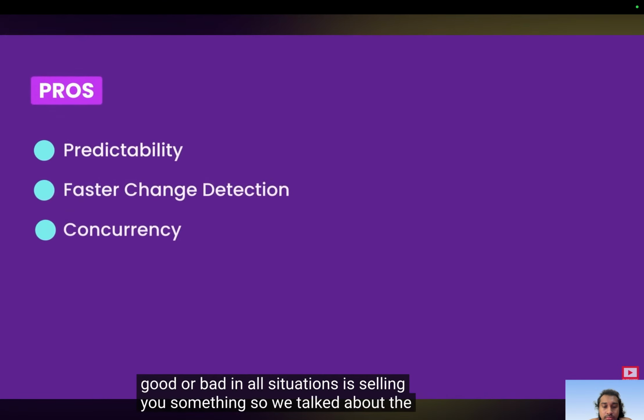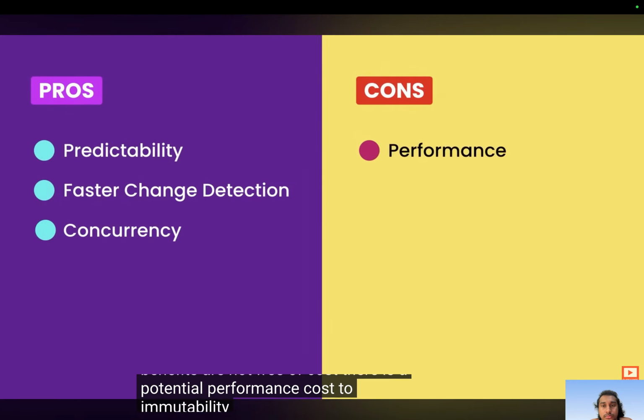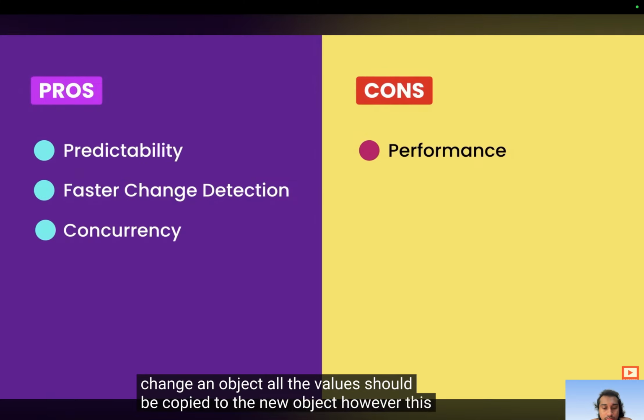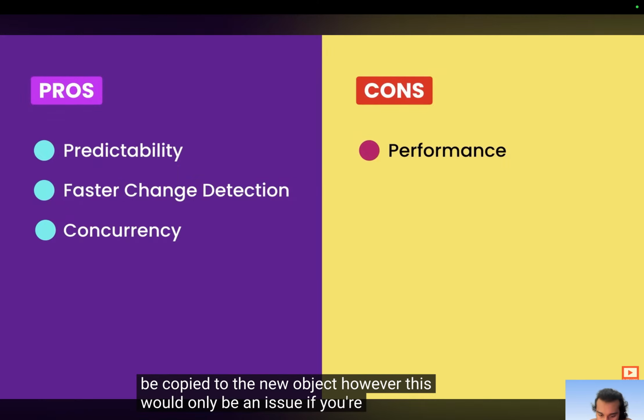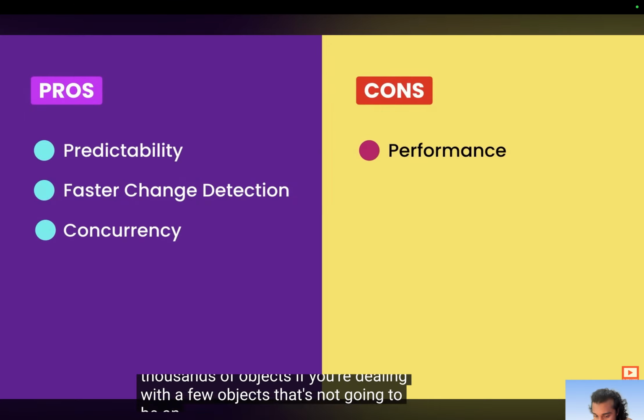So we talked about the benefits of immutability, but these benefits are not free of cost. There is a potential performance cost to immutability because every time we change an object, all the values should be copied to the new object. However, this would only be an issue if you're dealing with a large number of objects, let's say several thousand or hundreds of thousands of objects. If you're dealing with a few objects, that's not going to be an issue.